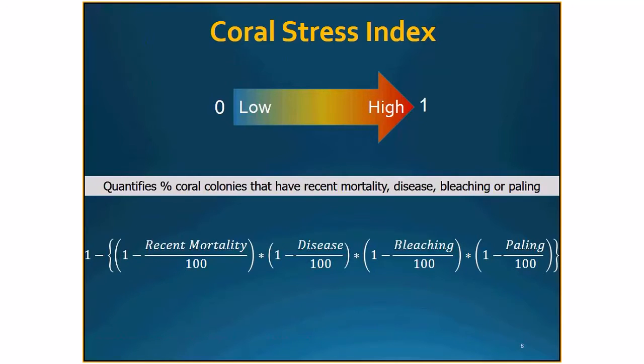Essentially, it quantifies the percent of coral colonies that have either been recently affected by, well, recently dead, recently diseased, or bleached, or paling. And this is basically just saying the probability of them being recently dead, or diseased, or bleached, or paling. You add it together. And what you get, final number, is a 0 to 1 score. 0 meaning there's no stress at that site, and 1 meaning it's 100% stress.